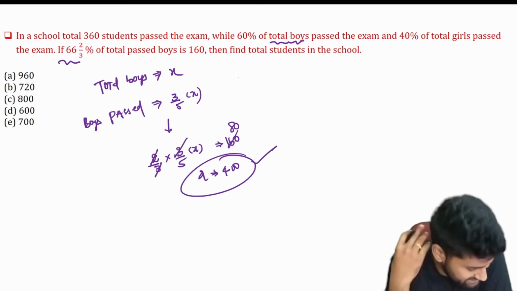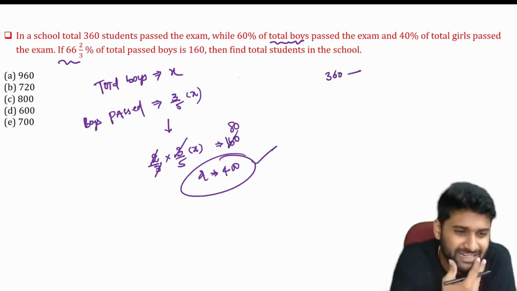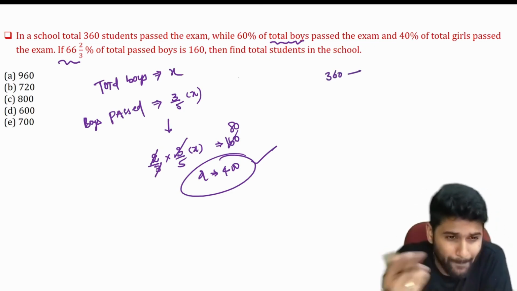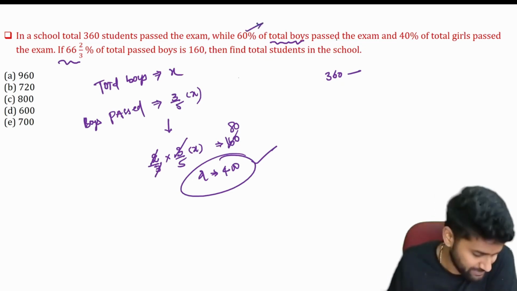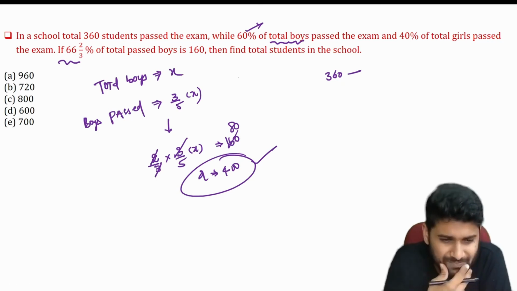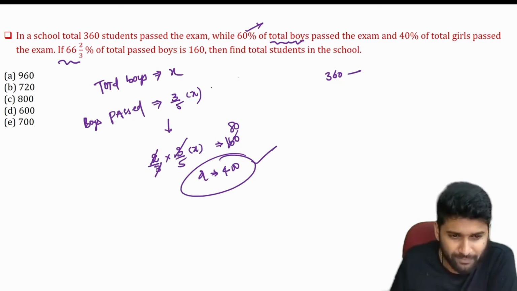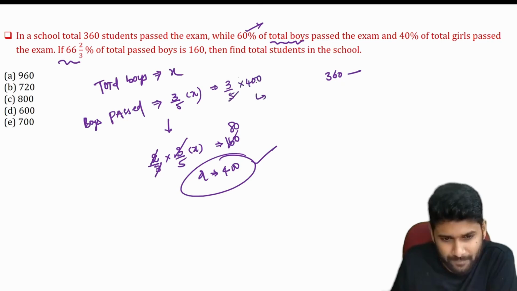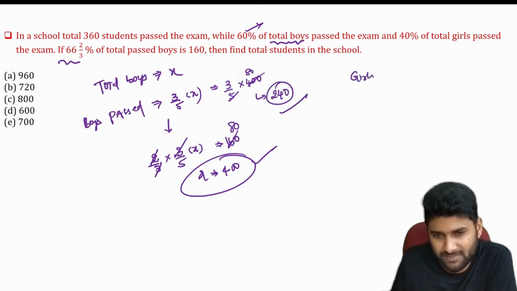Now what about the girls? You already know that out of 360, that is the total number of students who passed. So you already know that 60% of the total passed was boys. How many boys are passed here? 3 by 5th of 400, that is 240. So 240 boys passed. So definitely the number of girls who passed.